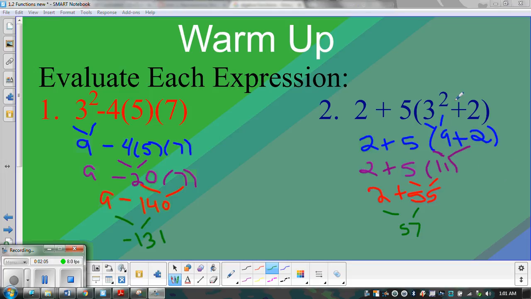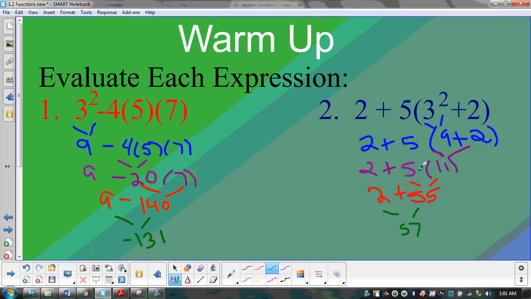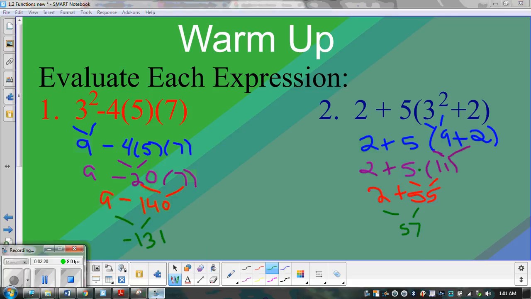Notice I stayed on this part of the problem until I got all the way down to only one number in the parentheses. Now I have a choice of adding or multiplying. Multiplying comes first, so 5 times 11 is 55, plus the 2 is 57. Please take a moment and make any corrections as you need, and continue on when you're ready.